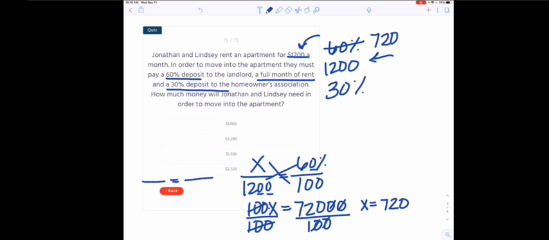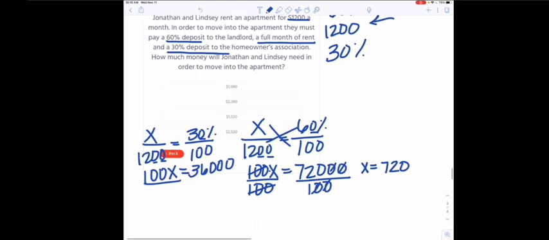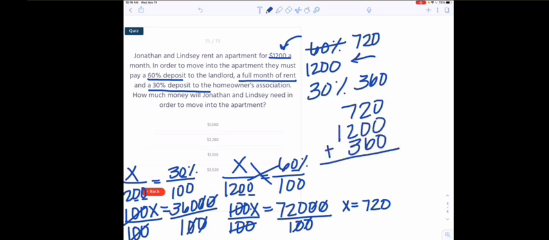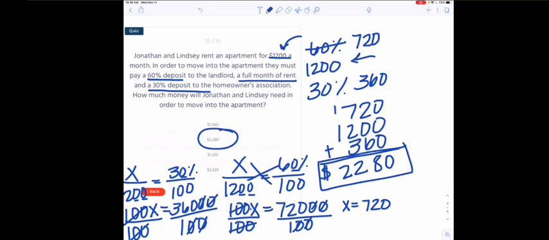So now let me find 30%. So 1,200 goes here, 30% goes here, x goes over here, 100 goes here. 100x equals 12 times 3 is 36. 1, 2, 3 zeros. Sorry, let me move this a little bit. I'm going to divide by 100. This gets canceled out. I'm going to cancel out the zeros they have in the top and the bottom, and I get x equals 360. Okay, so I have 360 here. So now I'm going to add all three of these up. 720 plus 1,200 plus 360. Okay, that gives me 0, 8, 12, carry the 1, 2. $2,280. And there we go.